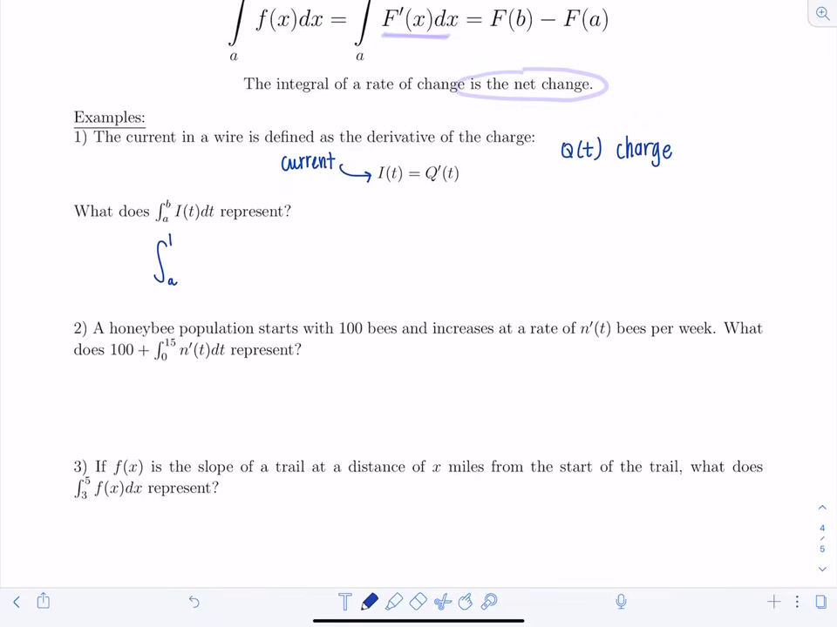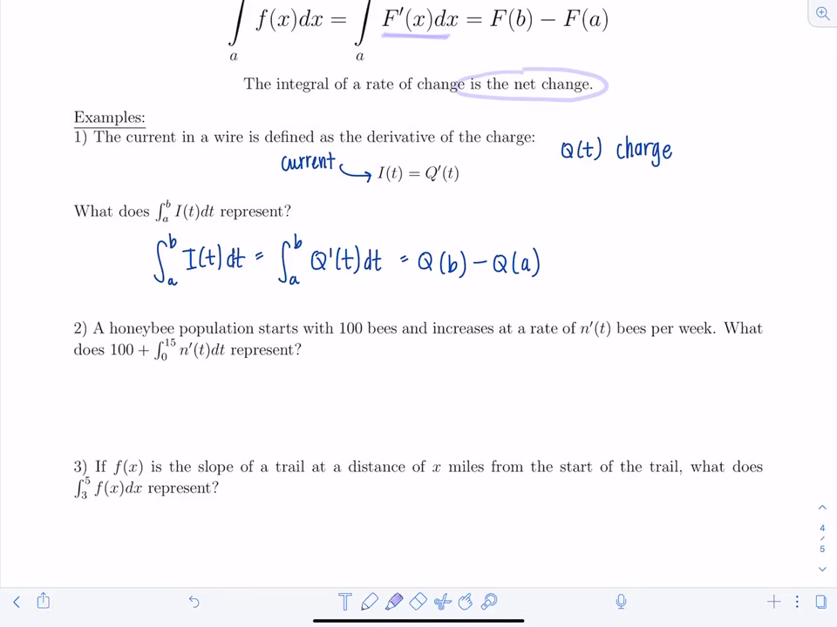So the integral from a to b of I of t dt, that's the integral from a to b. Remember, I of t is q prime of t, right? Well, by the net change theorem, you can think of it like this: the integral and the derivative undo each other, since they're inverse operations. So if you take a derivative and then you integrate, you just get back the original function, but you're going to evaluate it at the limits of integration. So you have capital Q of B minus capital Q of A.